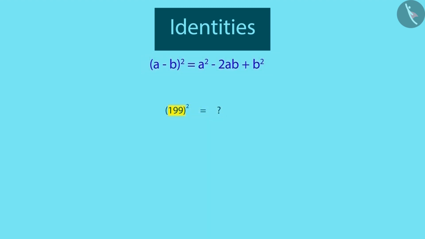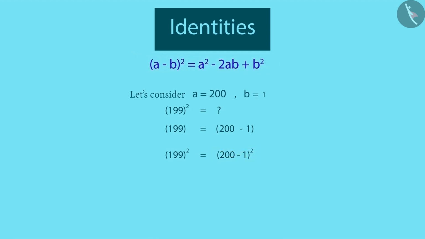First, let us try to represent this number with the help of two simple numbers. Can you tell what those two numbers would be? They would be 200 and 1. So, 199 can be written as 200 - 1. Now, 199 raised to the power of 2 will be equal to (200 - 1) raised to the power of 2. Now we can use this identity to expand (200 - 1) raised to 2.